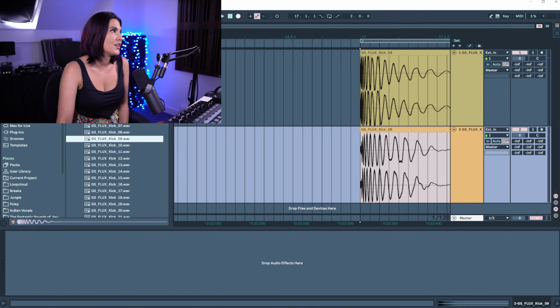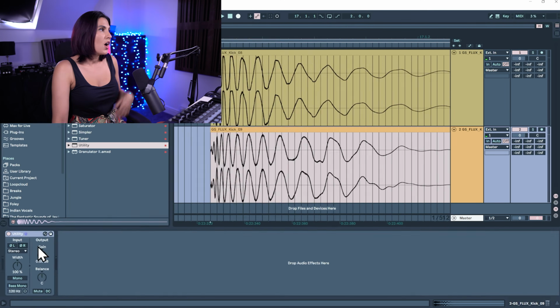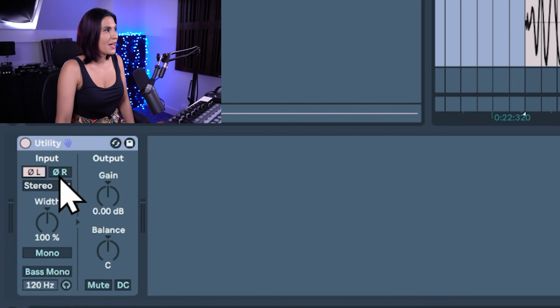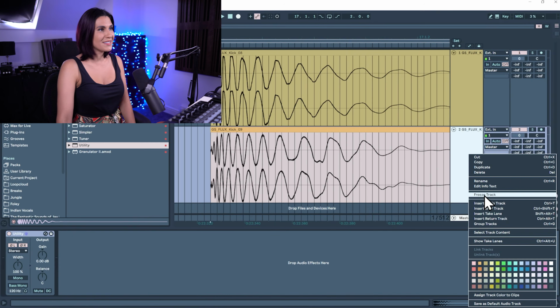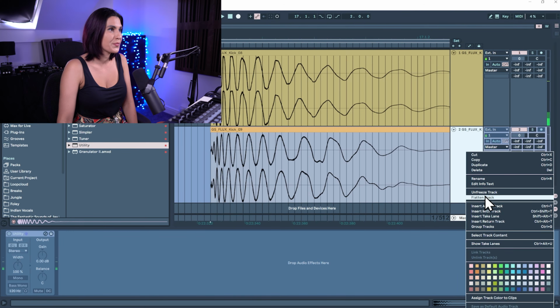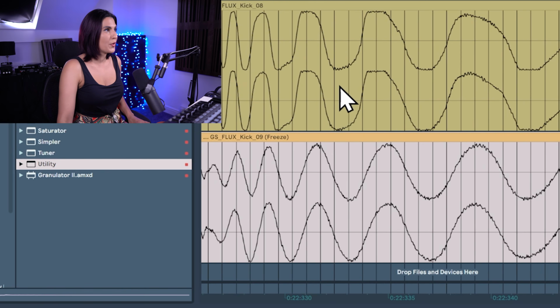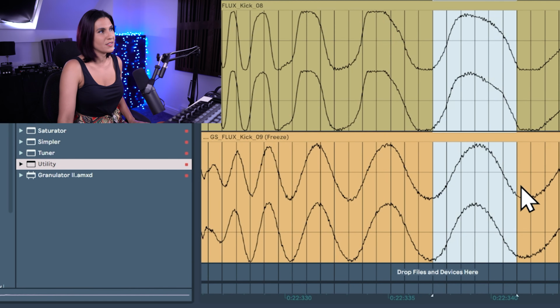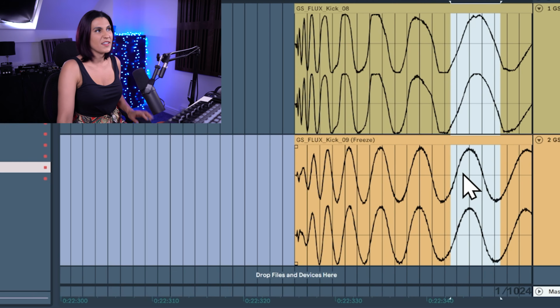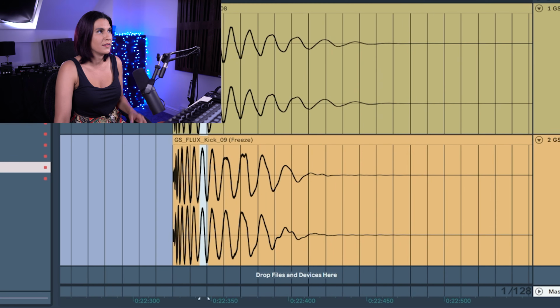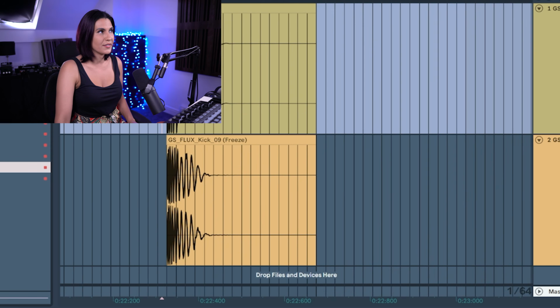One thing you could do is invert the polarity using Ableton's utility plugin. On the input here you have a flip left and flip right. If we freeze and flatten this track now, we can see that we have inverted the polarity, and now we have the positive and negatives in phase, or as close to in phase as we can get them. And now this sound is going to sound quite different.